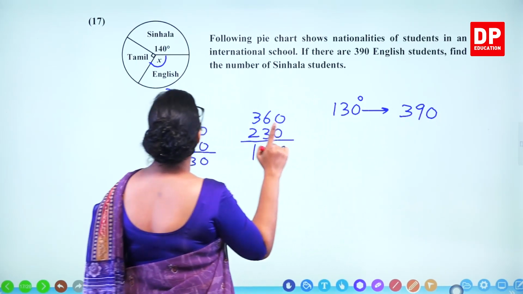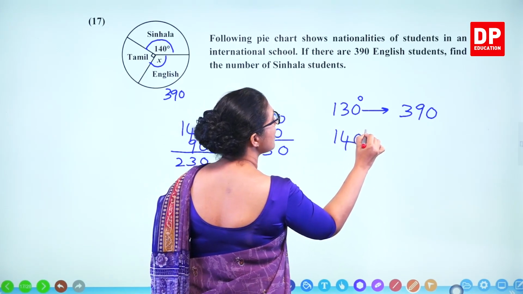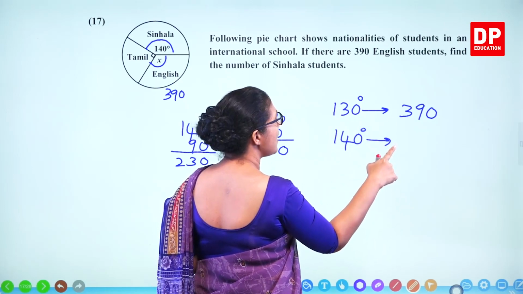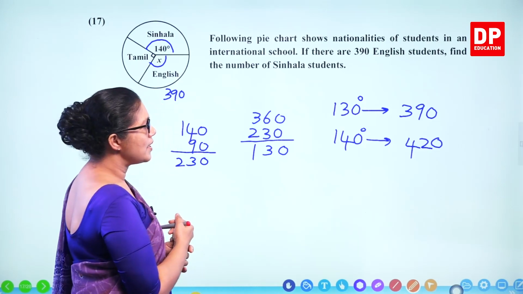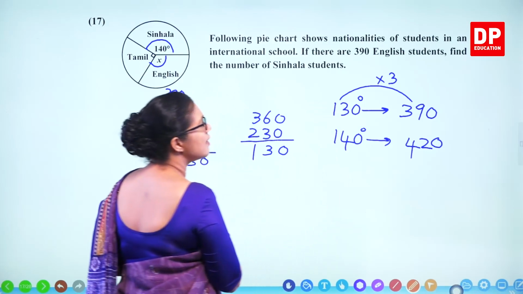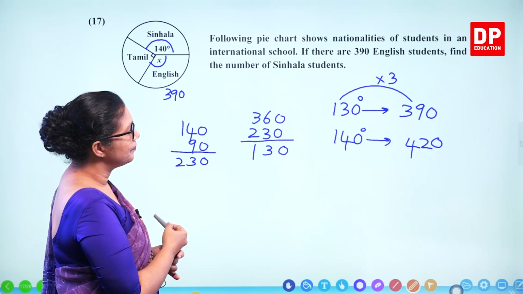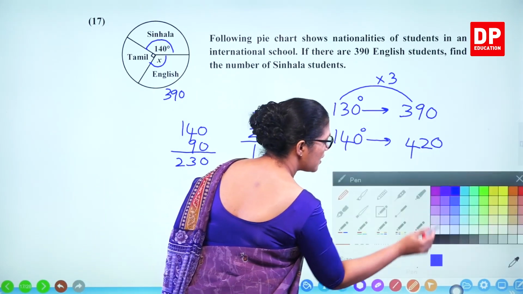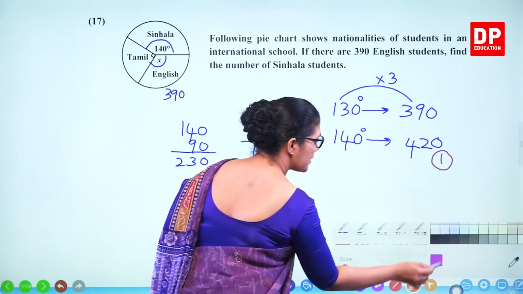130 degrees means how many students? 390 students. But we need 140 degrees. How many students? This is like 3 times. So 3 times higher than this. So 3 times this is 390. So 140 times 3, 420. So 420 is the number of Sinhala students. So 1 mark there, 1 mark for the method.